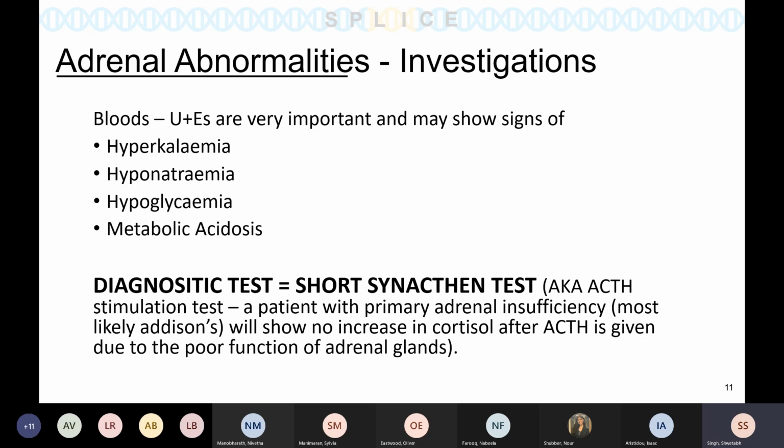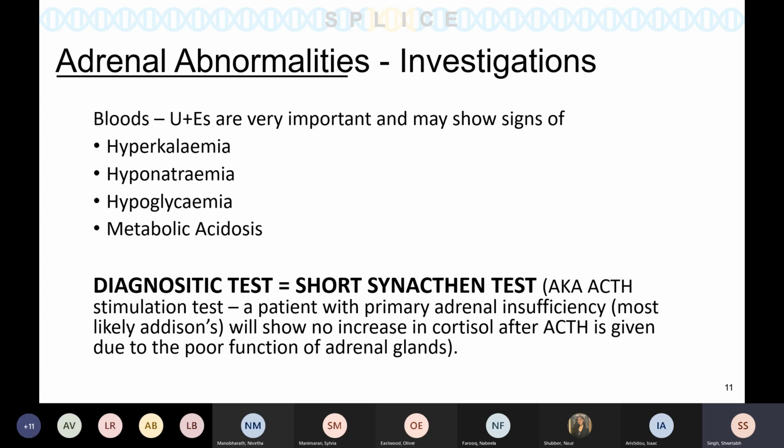Diagnostic test, so a short synacthen test. Essentially in endocrinology, what will get you out of trouble with these sorts of tests, there's loads of them, is that if something is low, you want to try and stimulate it. And vice versa, if something is high, you want to try and suppress it. So in Addison's disease, you've got low corticosteroids, so you want to try and stimulate it and see if you can increase it.